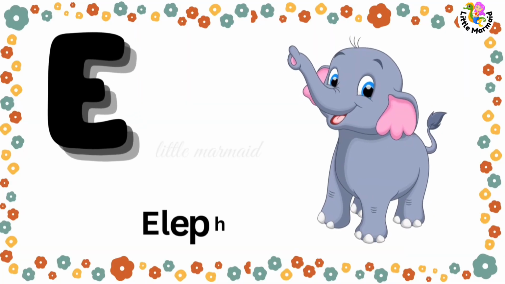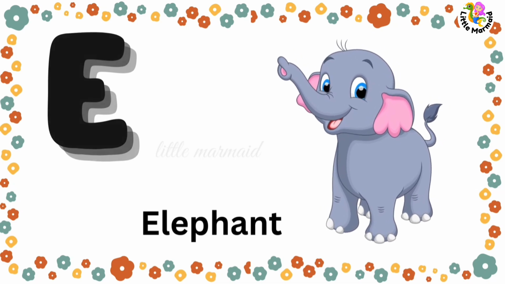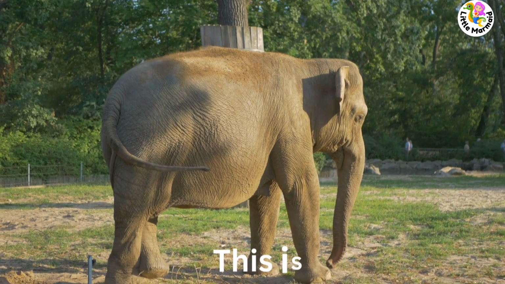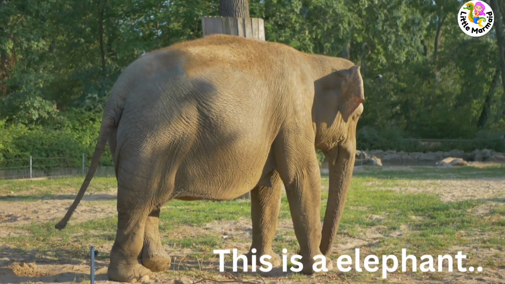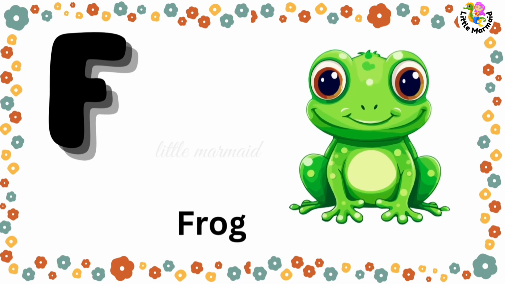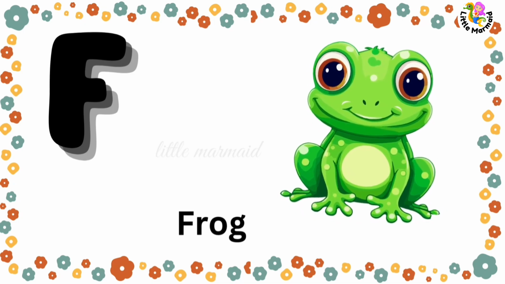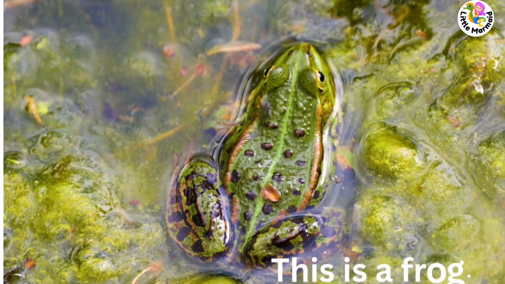E for elephant, elephant. This is an elephant. F for frog, frog. This is a frog.